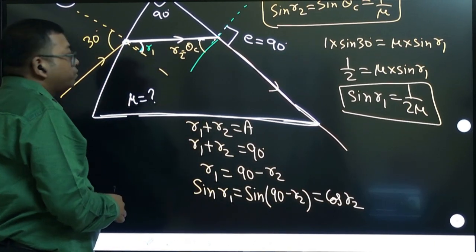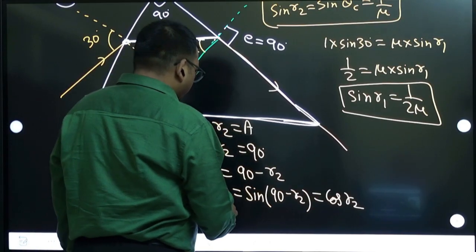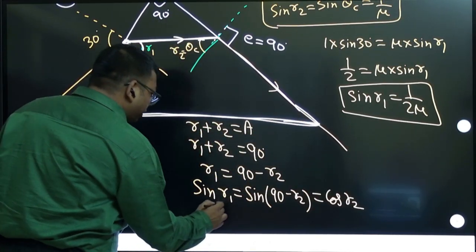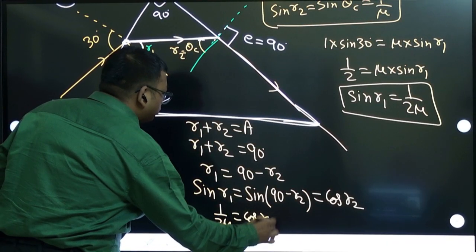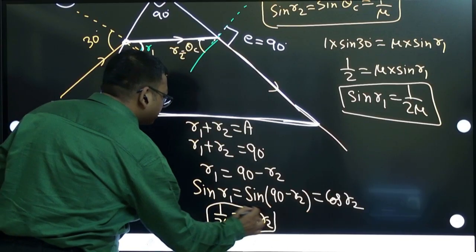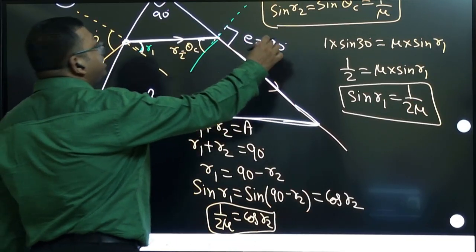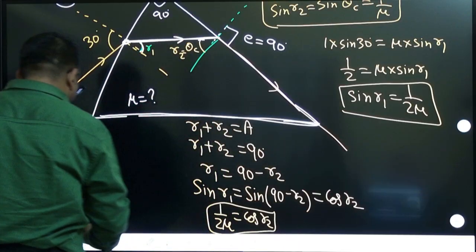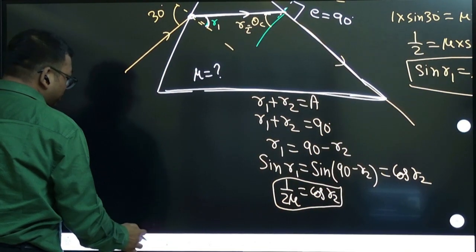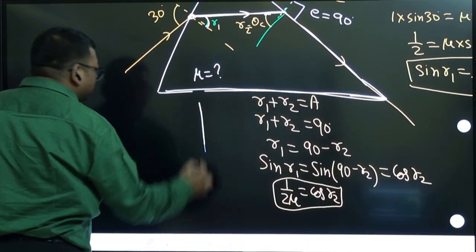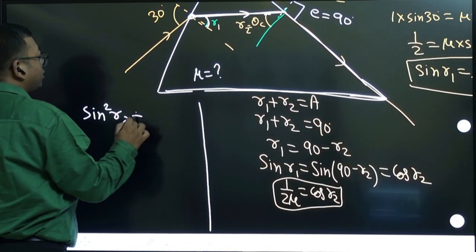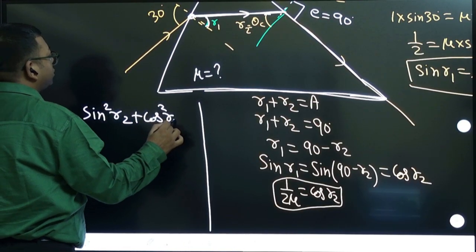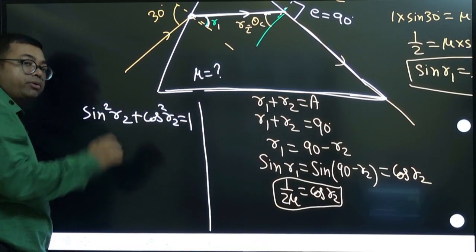So what is sine R1? Sine R1 is 1 by 2 mu, so 1 by 2 mu is equal to cos R2. So cos R2 I am getting as 1 by 2 mu, and sine R2 I am getting as 1 by mu. Let us now use trigonometry: sine square R2 plus cos square R2 is equal to 1. This can never be wrong.